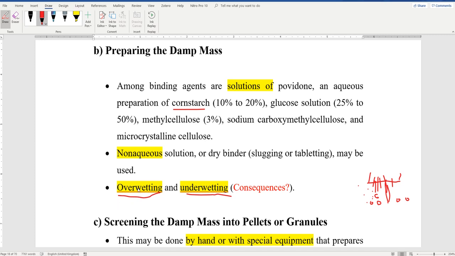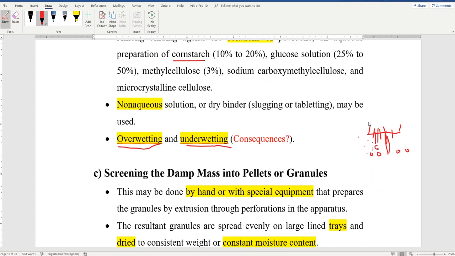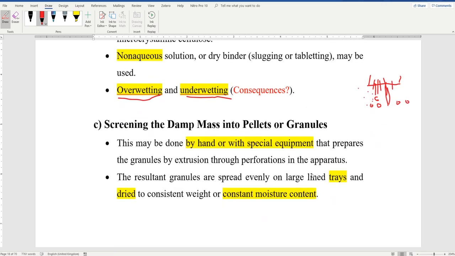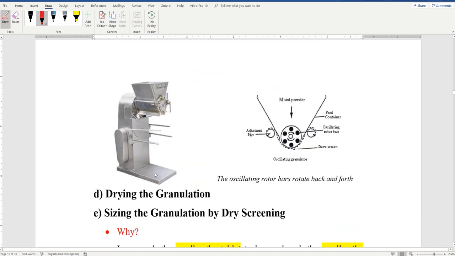Okay, after you produce the wet mass, you want to do what you see here, the granulation step, screening the damp mass into pellets or granules. We can do that by hand, we force the wet mass through a sieve, or with special equipment. This special equipment is the one you see in the figure here.